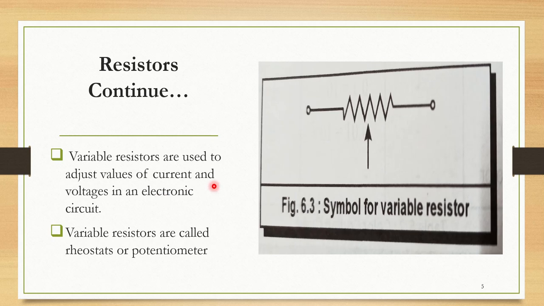Variable resistors are used to adjust values of current and voltage in an electronic circuit. This is the symbol. It shows that this is a variable resistor. Variable resistors are called rheostat or potentiometer. The other name is potentiometer. This is all about the resistors.